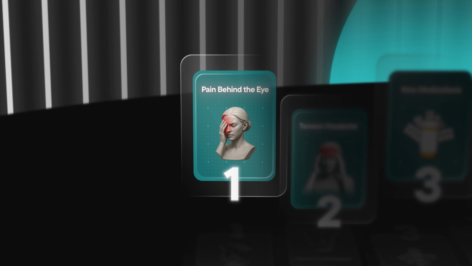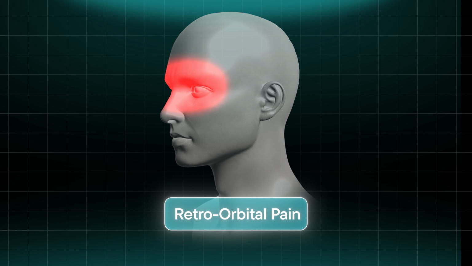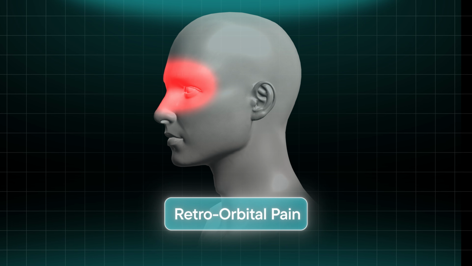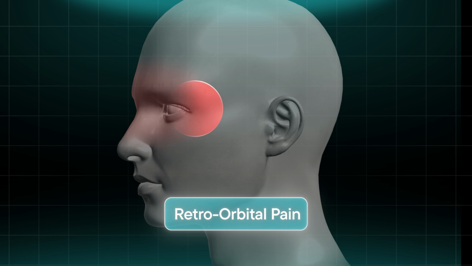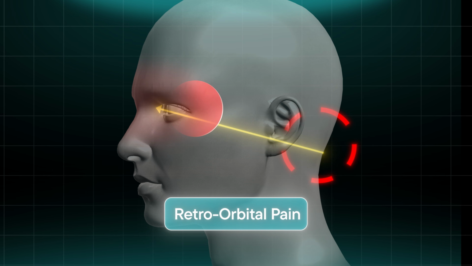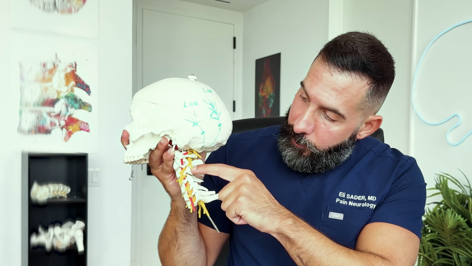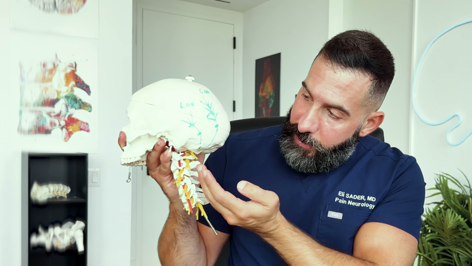Tip number 1. If you have pain behind your eye, this is what we call retro-orbital pain. Your tendency might be to assume that pain behind your eye is coming from the eye itself. However, a lot of times this pain is actually what we call referred pain from the neck. So let me show you. If you look at this model right here, and this is your cervical spine, there is a nerve that's called the occipital nerve. You can see it in green right here. And that nerve actually comes from around C2 in the cervical spine, and then it goes toward the back of the head.